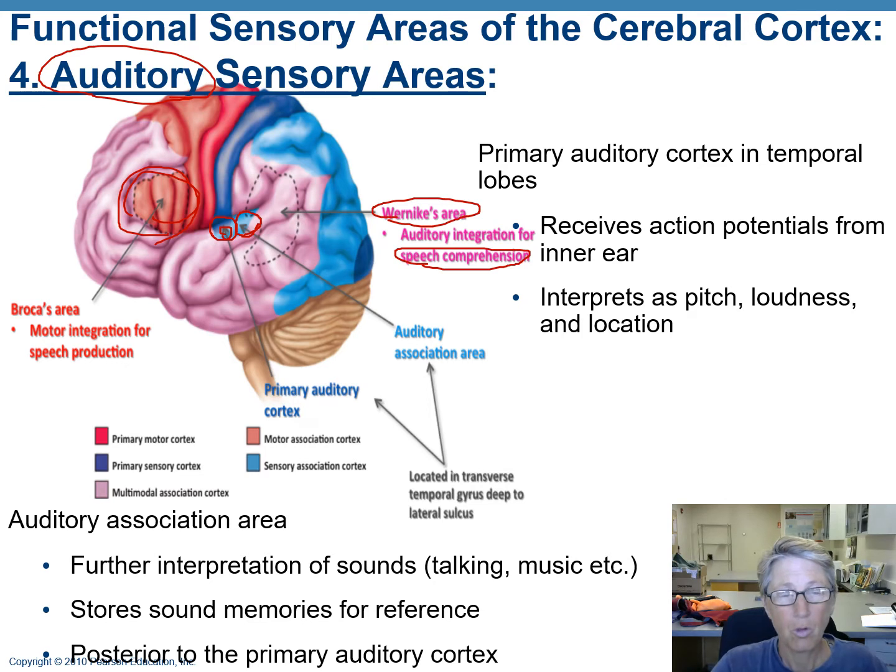So in the primary auditory cortex, you'll hear a pitch and how loud the sound is. But in the auditory association cortex or area, you're going to interpret the sound. Was it talking? Was it music? And then you can also store sound memories there for future reference. So that's kind of cool.